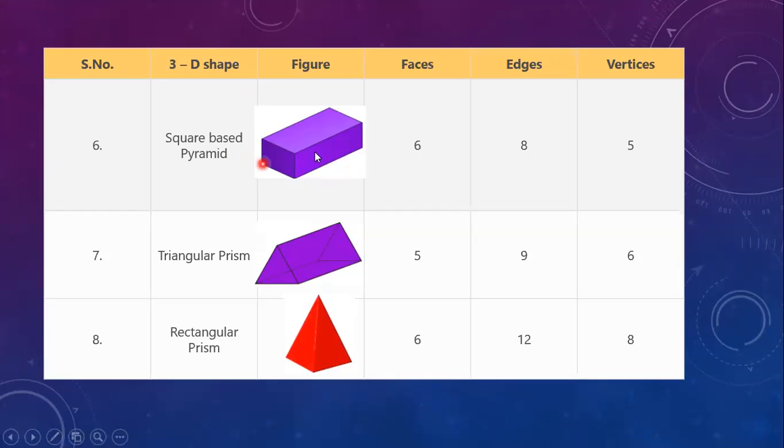Next is the square based pyramid. This is the square based pyramid and it is having 6 faces, 8 edges and 5 vertices. Next is triangular prism. Triangular prism means in the front you can see a triangle shape. So this is called a triangular prism. Same thing here, a square base means you can see a square form. So this is called a square based pyramid. The triangular prism is having 5 faces, 9 edges and 6 vertices. Next is rectangular prism. It is having 6 faces, 12 edges and 8 vertices.